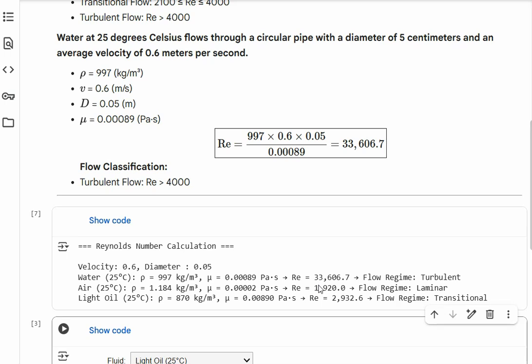Now if I take air, properties are different than water. So rho here is 1.184 kg per meter cube, mu is 0.402, and if I calculate Reynolds number, that will be 1920, less than 2100. So flow regime is laminar. And light oil, so rho is 870 kg per meter cube and mu is 0.00890 Pascal second. So Re here is 2932.6. So flow regime is transitional.